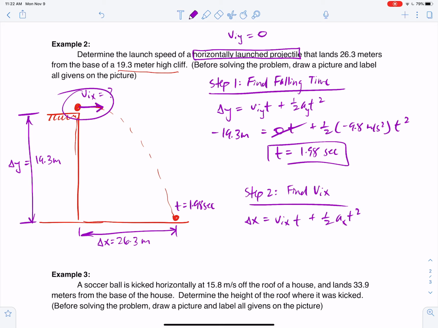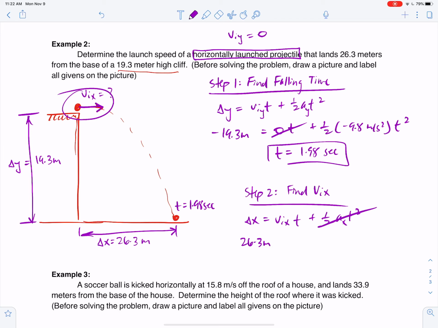Remember, projectiles do not accelerate horizontally because when they're flying through the air horizontally, there are no horizontal forces on them. Gravity is only a vertical force. So the horizontal acceleration is 0. So this whole term goes away. And then I can easily solve for the horizontal velocity.